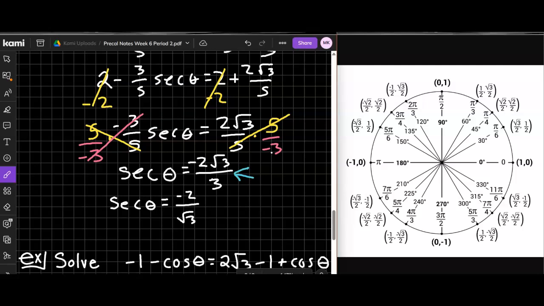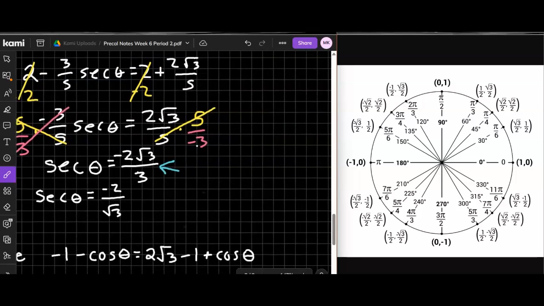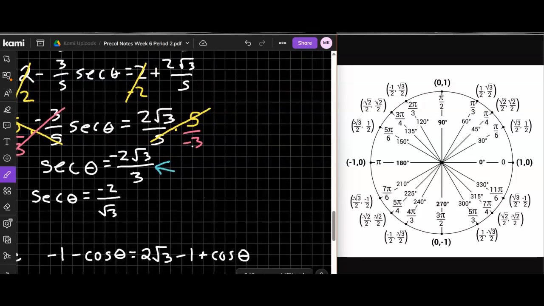Now, if that doesn't click into place yet, let's examine our understanding of what secant is to help complete this picture. Because secant is a reciprocal of cosine. So this is the same thing as saying that we have the cosine of theta equal to that negative 2 over square root of 3 flipped, the reciprocal of that fraction. So what we're looking for is the negative square root of 3 divided by 2.